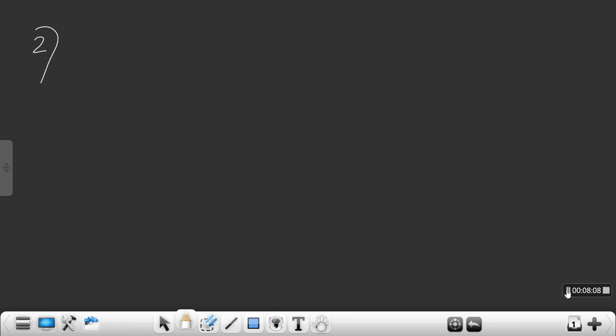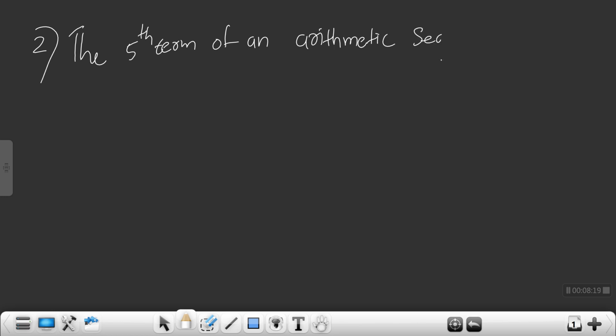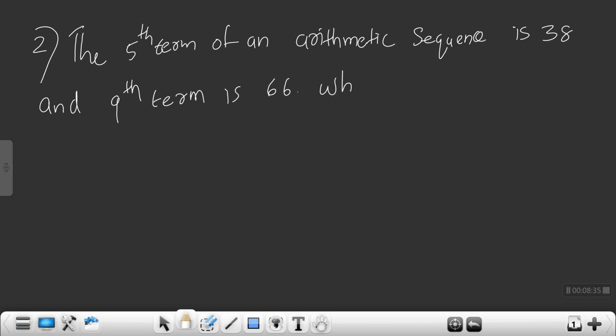Next question, question number 2. The fifth term of an arithmetic sequence is 38 and the ninth term is 66. What is its 25th term?